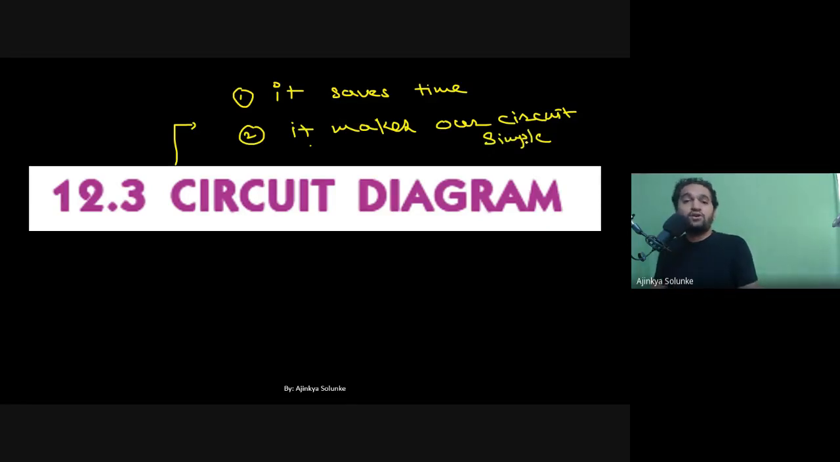Otherwise, you will keep on drawing fan images or tube light images, and it will just create complexity on your page. It will be very hard to differentiate between the 2 rooms in place of fans and tubes. So what we go for is symbols. It saves time and makes our circuit simple. Have you written these 2 points? They will not ask you regarding this, but at least you should have basic information like why we have symbols. Okay.